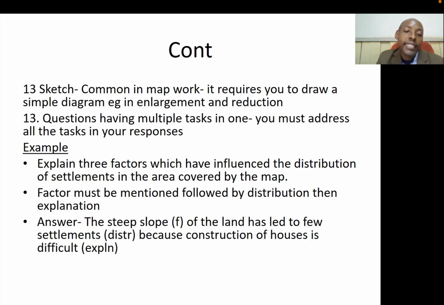For instance, you could say the steep slope, which is the factor of the land, has led to few settlements, that is distribution, few settlements, because construction of houses is difficult. That is the explanation. So these are 3 tasks in one, and the candidates must address the 3 tasks for them to be given credit.